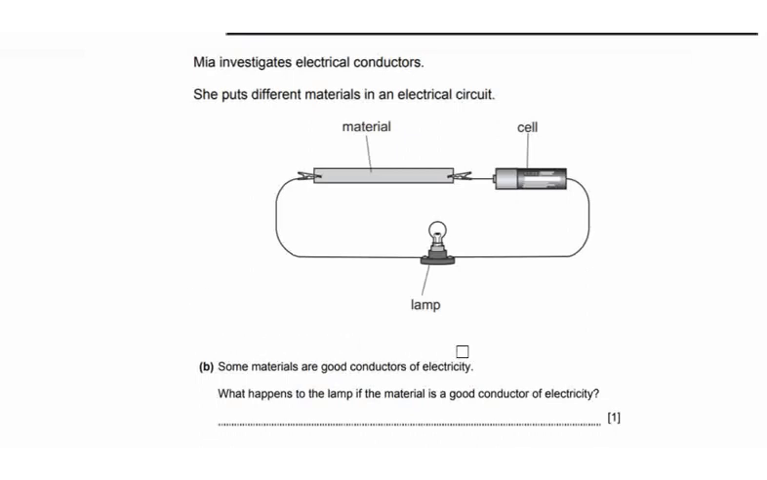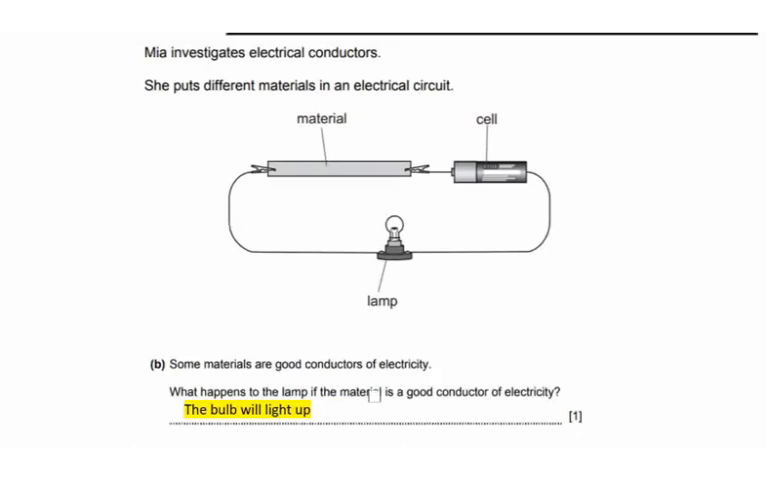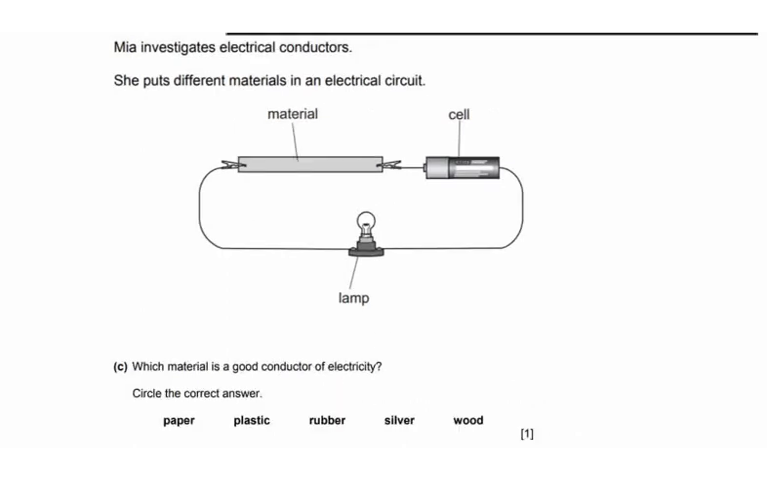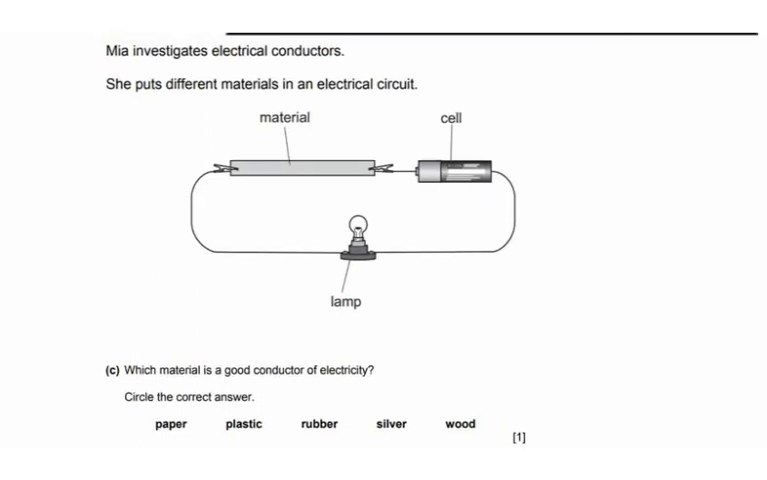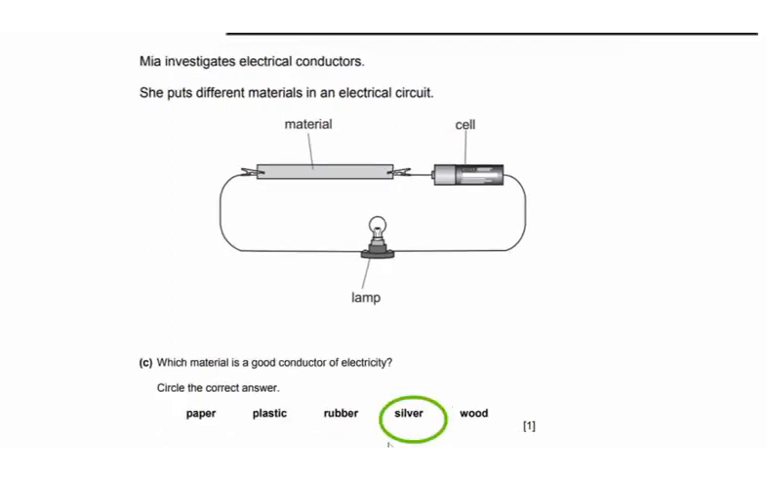Question B, 3b. Some materials are good conductors of electricity. What happens to the lamp if material is a good conductor of electricity? The bulb will light up. Question C. Which material is a good conductor of electricity? Circle the correct answer. Is it paper, plastic, rubber, silver, or wood? The answer is silver, because silver is a metal.